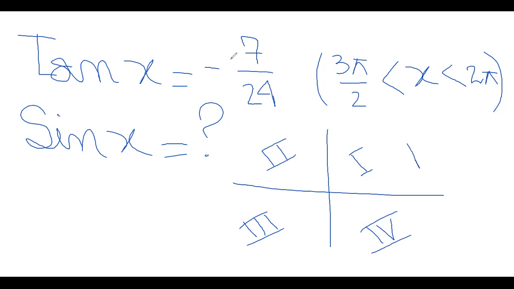Here, all are positive. Am I right? Here, only the sine and its reciprocal is positive. And here, the tangent and its reciprocal is positive. And here, the cosine. So what I mean to say is that in the first quadrant all are positive: sine, cosine, tangent, and their reciprocals.